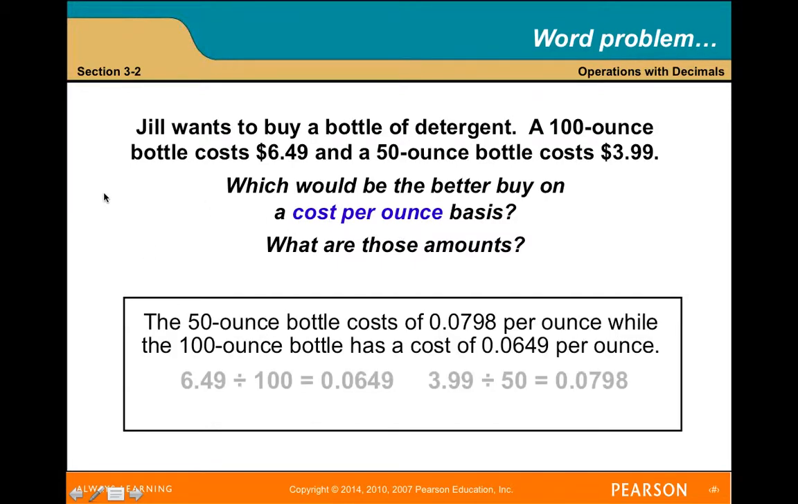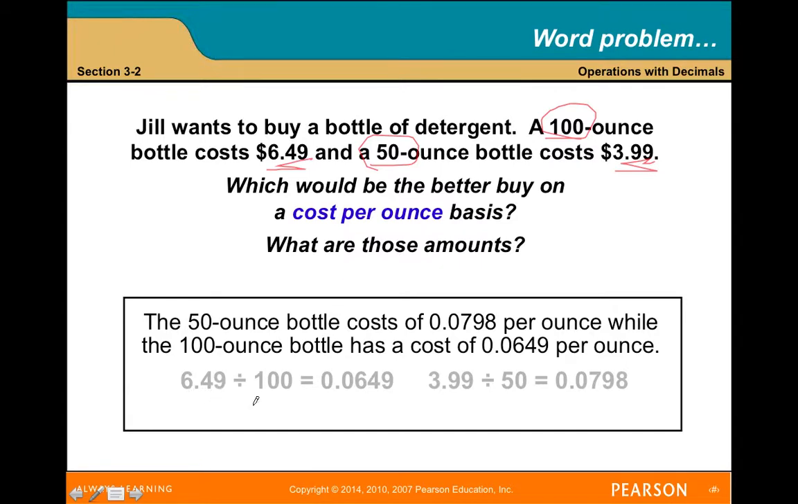So cost per ounce. The 50-ounce bottle costs 0.0798 per ounce, while the 100-ounce bottle costs 0.0649 per ounce. So then here, even though the cost of the 100-ounce bottle is seemingly more than $3.99, you're getting it for cheaper when you buy the 100-ounce than when you buy the 50-ounce, and you get approximately a 1 cent savings there per ounce.